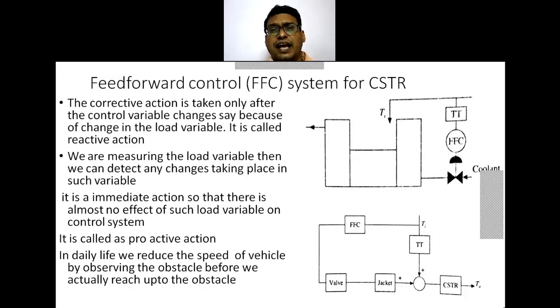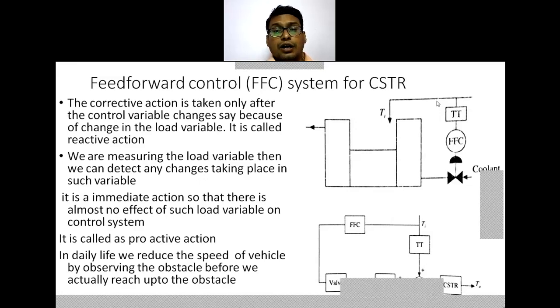In our daily life, whenever we are driving our vehicle and we see certain obstacles or heavy traffic on the road, we reduce the speed. That is a corrective action. Immediately we are not applying the brakes. First we reduce the speed by observing the traffic on the road, we reduce the acceleration, so that the speed of the vehicle is reduced, and if required then we apply the brakes. That is a corrective action that has been taken, or you can say this is the feed forward control system.